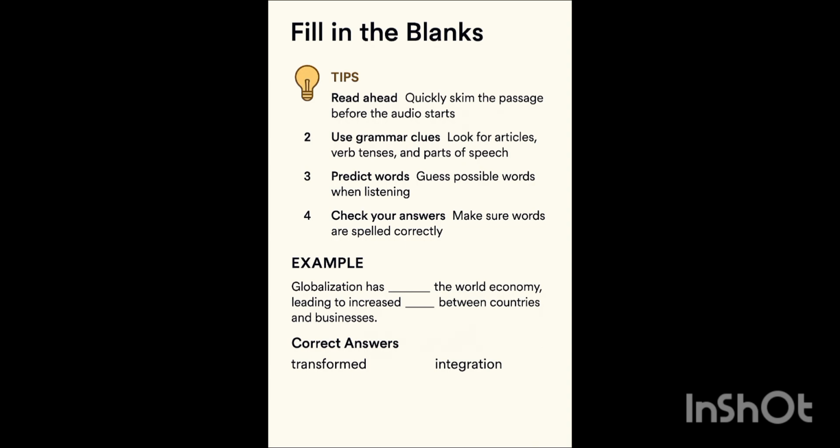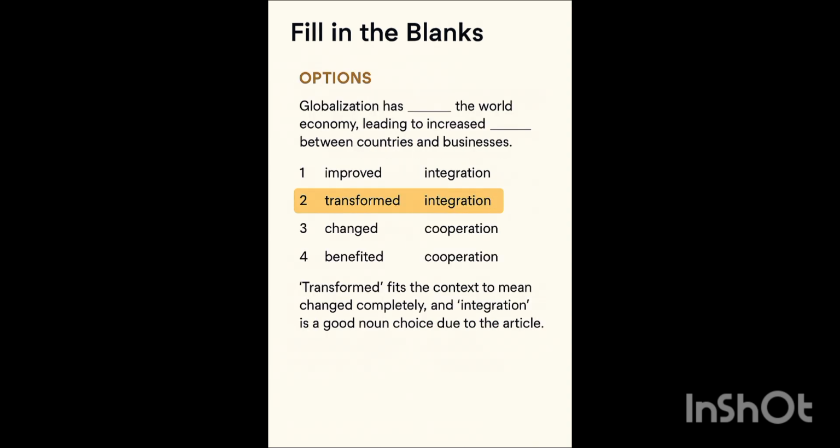The tips are: read ahead, use grammar clues, predict words, check your answers. The answers will be very similar, but you have to see that globalization has, so obviously the third form will come, and then leading to increase, like this one is in the past tense. So again your next answer is according to logic. These are the options given: improved and integration, transformed integration, change, cooperation, benefited cooperation. Basically transformed fits the context to mean change completely, and integration is a good noun choice due to the article. So that's why we have to choose transformed. Otherwise we can also choose improved integration, but transformed fits more logically.